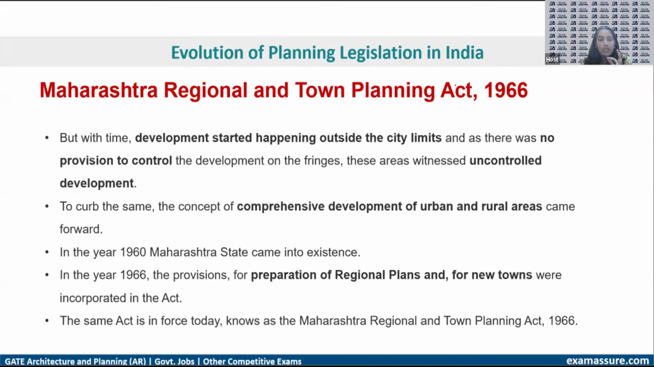And this is the period, again, in 1960, the partition of Bombay province happens. Maharashtra state is formed, Gujarat state is formed. And in 1966, the MRTP Act, the Maharashtra Regional Town Planning Act, is enacted, primarily with the objective to cater to the regional development plus new town development.